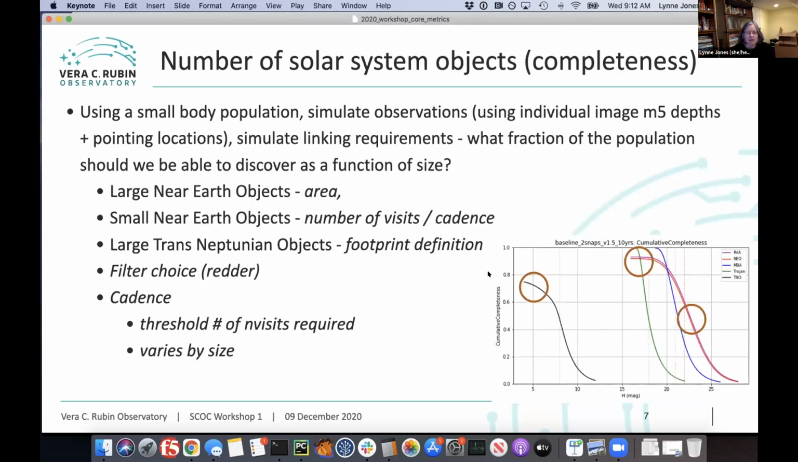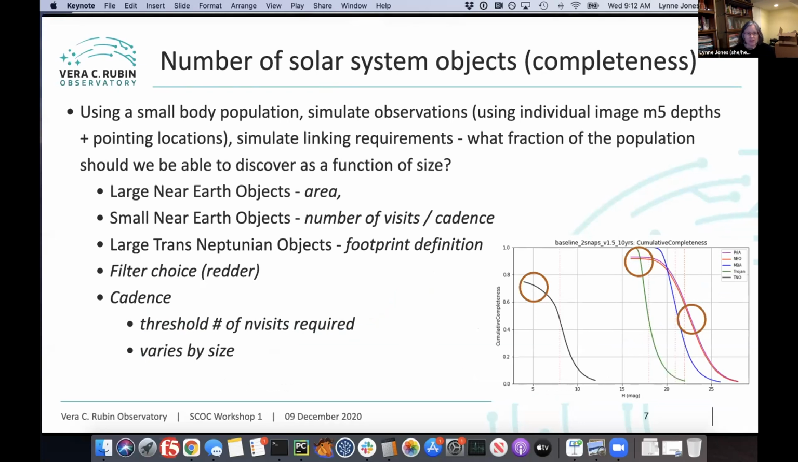So then, another of our core science pillars is the solar system. Here we just look at a couple of completeness points for the solar system objects. Because the solar system objects move, it is a little bit more complicated. We take a small body population, and we simulate the observations of that population, which uses the individual image five-sigma depths and the pointing locations.